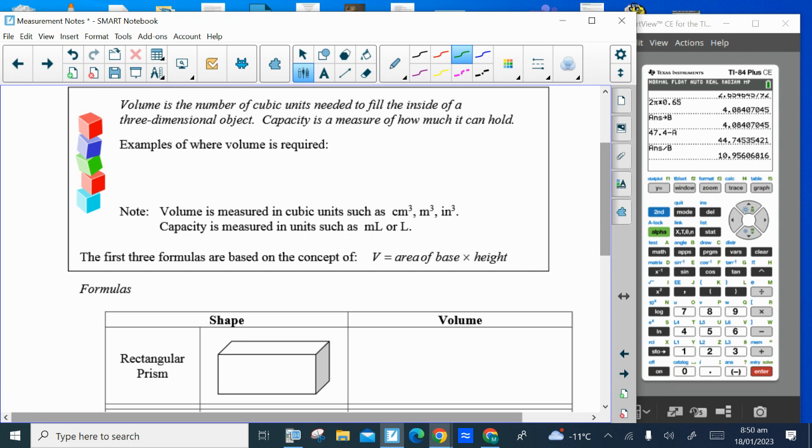Area is always in units squared. Volume is in units cubed. It is the number of cubic units that are needed to fill the inside of a three-dimensional object. Capacity is a measure of how much it can hold. Okay, so some examples where volume might be required would be, let's say, filling a swimming pool.